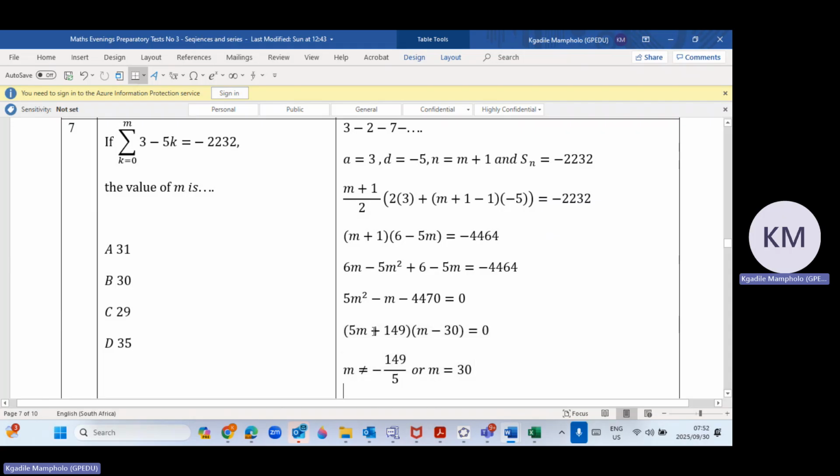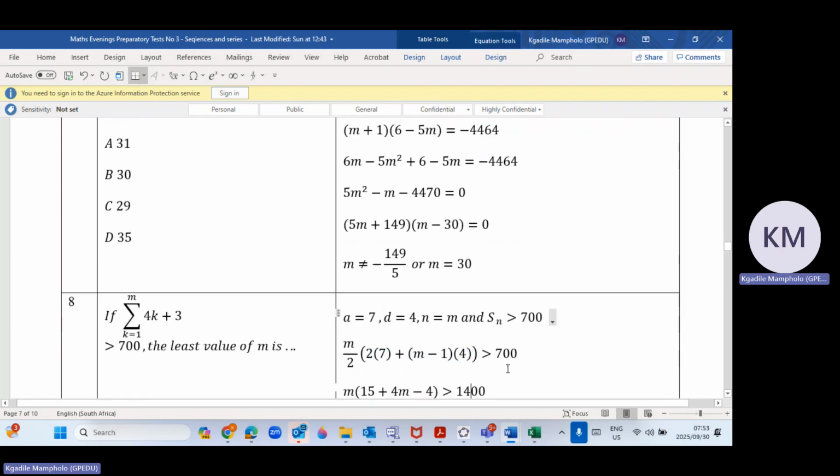Now, obviously, your m or n, the number of terms, cannot be negative or a fraction. Then it means you reject this value, then it means m will be what? 30. It means the sum of m terms, it will be this answer. So this will be your answer. So m will be 30. Then the correct answer is B there.